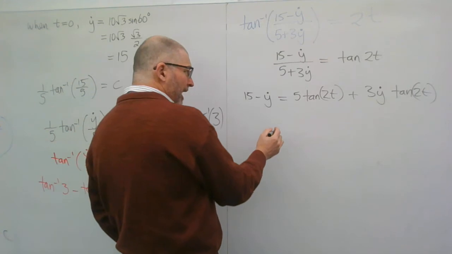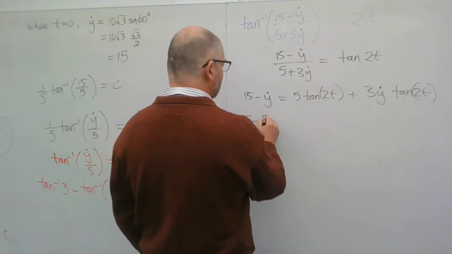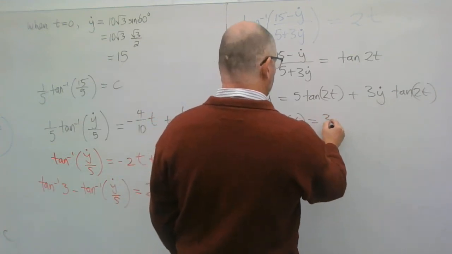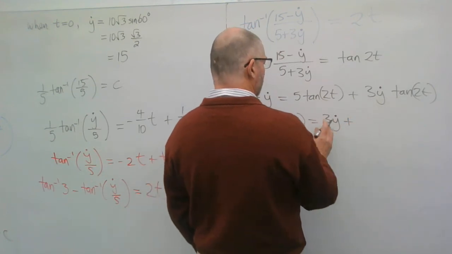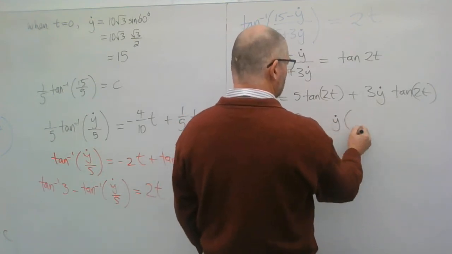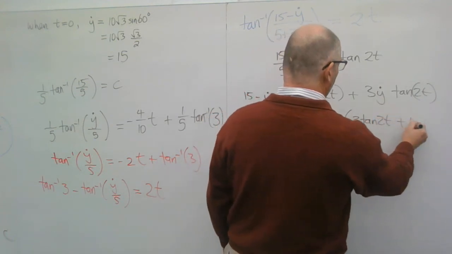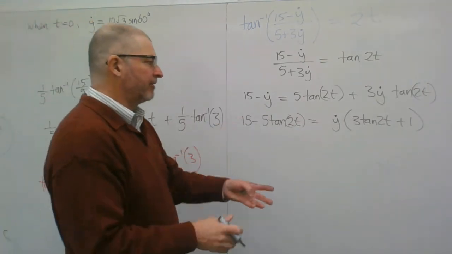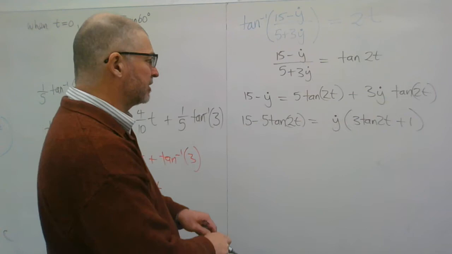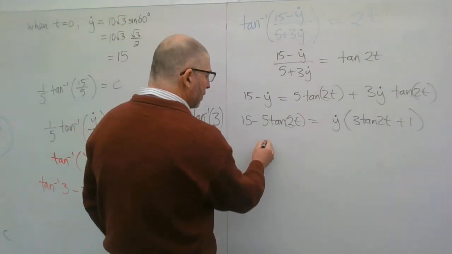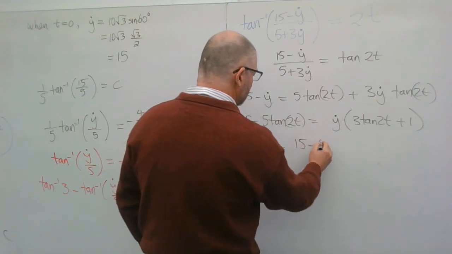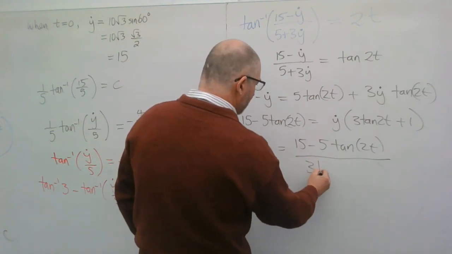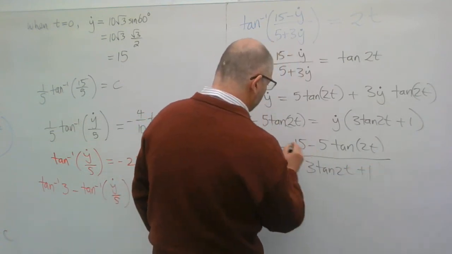So 15 minus 5 tan of 2t equals 3y dot plus, sorry, y dot into (3 tan 2t plus 1). So I just added y dot to both sides, and subtracted 5 tan 2t from both sides. So I get that y dot is equal to (15 minus 5 tan 2t) on (3 tan 2t plus 1).